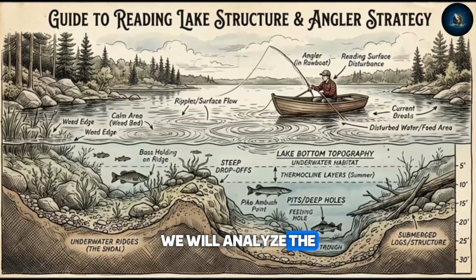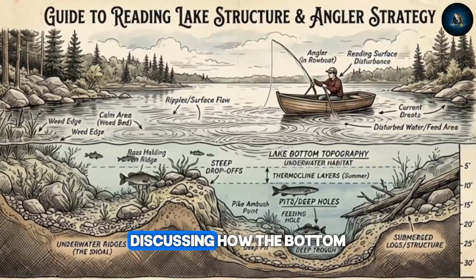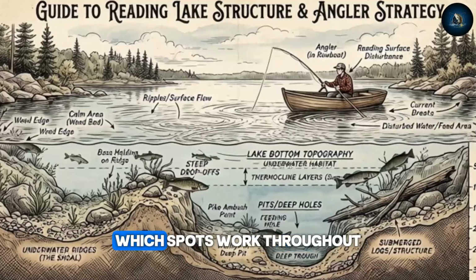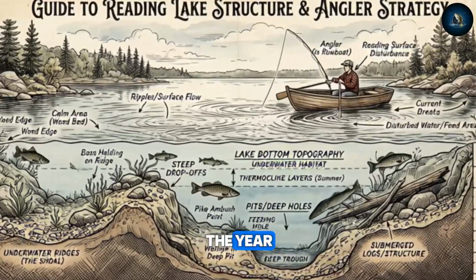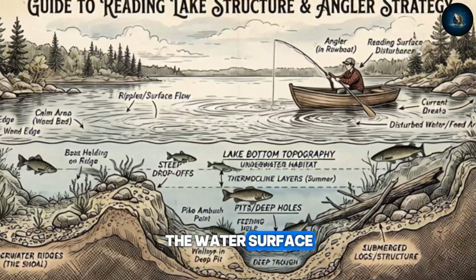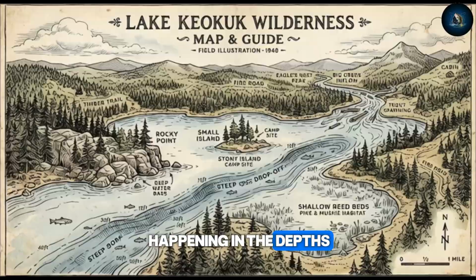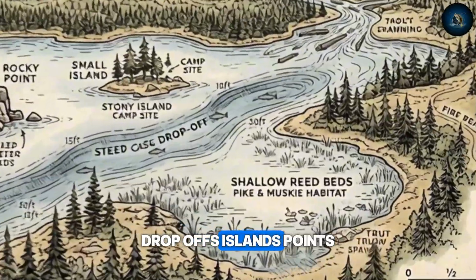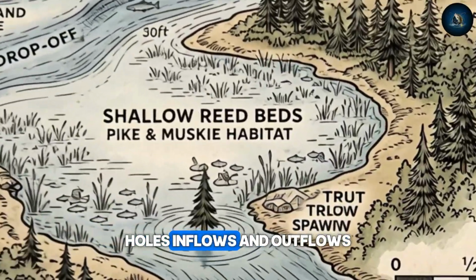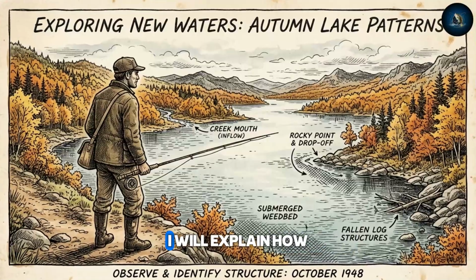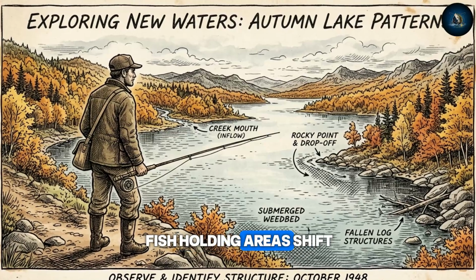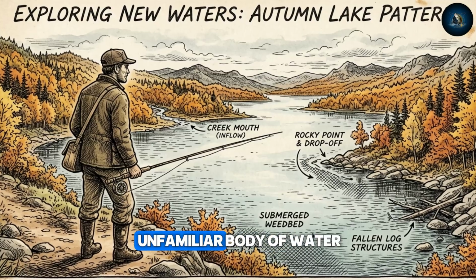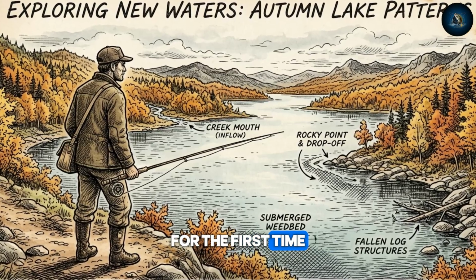We will analyze the lake from the inside, discussing how the bottom is structured, why fish are not distributed evenly, which spots work throughout the year, and how to interpret the water surface to understand what is happening in the depths. We will cover the shoreline, shallows, drop-offs, islands, points, holes, inflows, and outflows. I will explain how fish holding areas shift depending on the season and what to look for when arriving at an unfamiliar body of water for the first time.